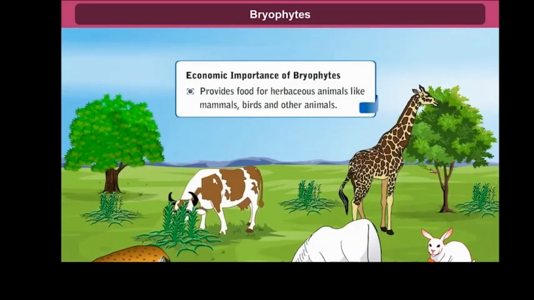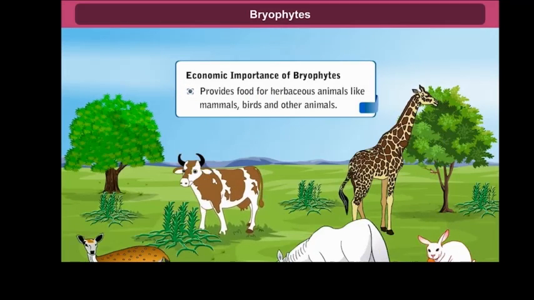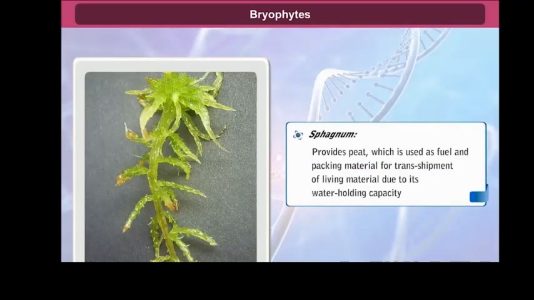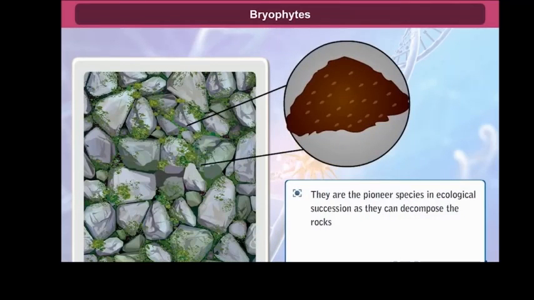Economic importance of bryophytes: provides food for herbaceous animals like mammals, birds and other animals. Sphagnum provides peat, which is used as fuel and packing material for transshipment of living material due to its water-holding capacity. They are the pioneer species in ecological succession as they can decompose the rocks. Help to stop the soil erosion as they form a covering on the soil.